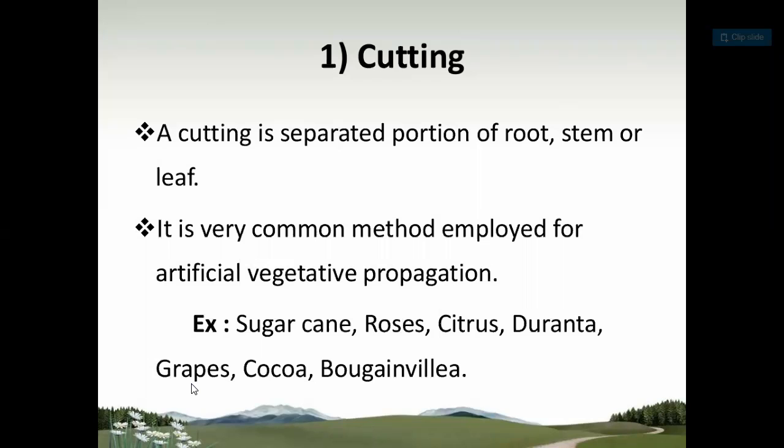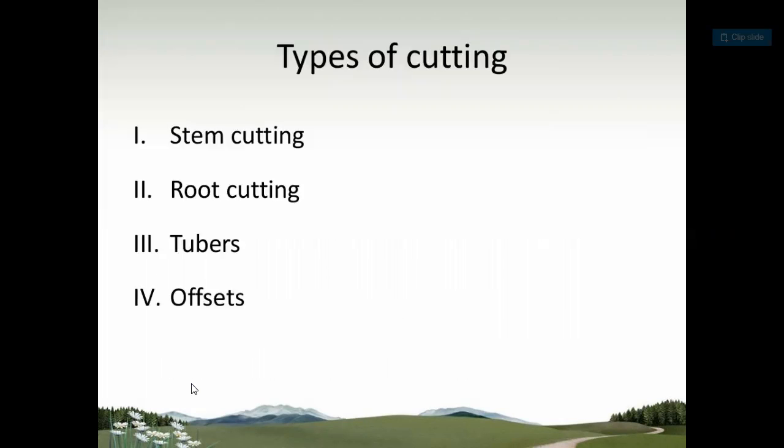For example, sugarcane. All of you know the sugarcane juice you are having. So when we cultivate sugarcane, we need to cut the particular rhizomes, or in the case of stem. And a rose, in different varieties, different colors of rose are available, where we are going to adopt the cutting technique. In citrus plants like lemon, orange, or so many other types of oranges, we are going to employ the cutting technique. Then duranta, grapes, coca, and bougainvillea, these are the different examples of plants where we have to cut the portion and employ it.